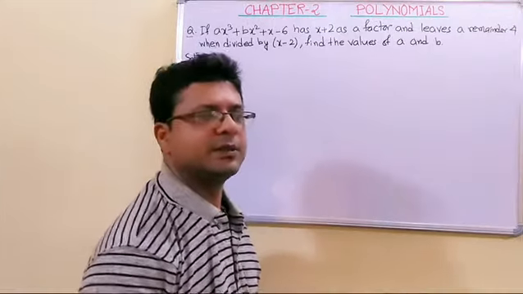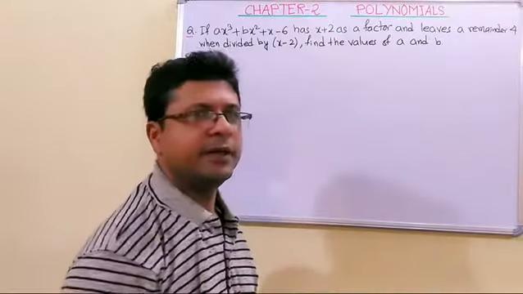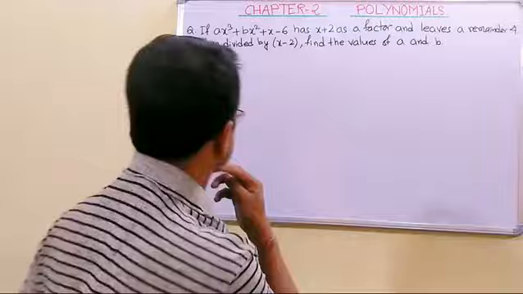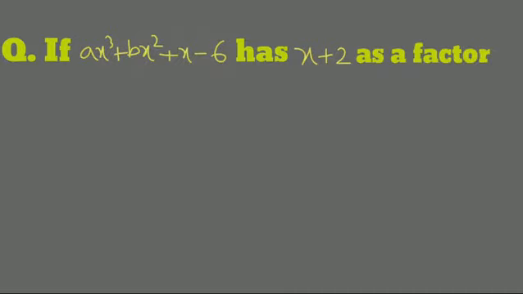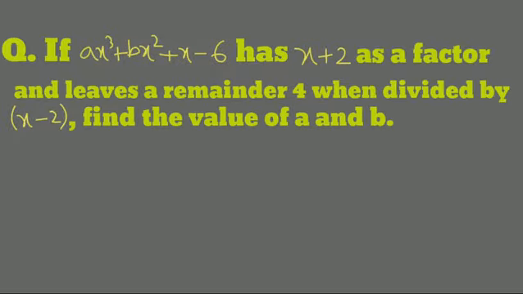My dear students, this is a very important question because this is the application of both the remainder theorem and the factor theorem. So let us read the question. If ax cube plus bx square plus x minus 6 has x plus 2 as a factor and leaves the remainder 4 when divided by x minus 2, find the values of a and b.